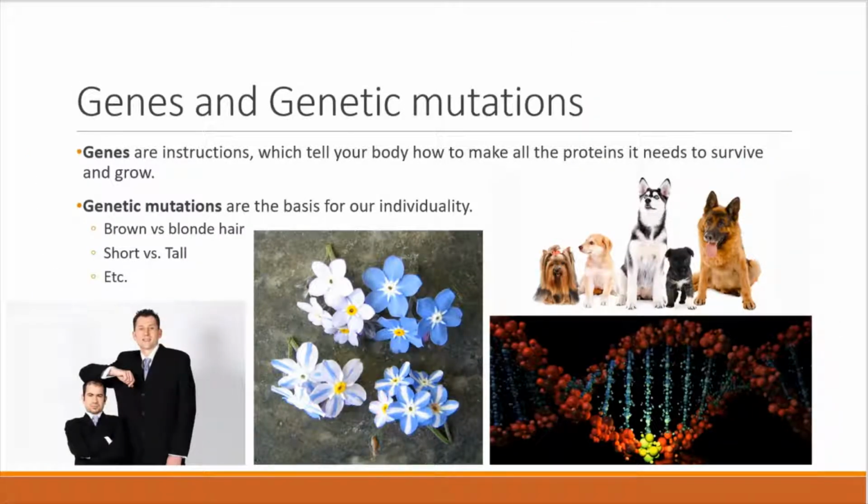So genes and genetic mutations, just a little bit of an overview. As you know, genes are instructions which tell your body how to make the proteins that it needs to survive and grow. And genetic mutations are the basis of our individuality. So mutations in our genes are what give us the different variations in hair color and height and things like that. And sometimes you have a lot of genes that go into one thing, like height. And all of that is just due to multiple mutations or just one genetic mutation.